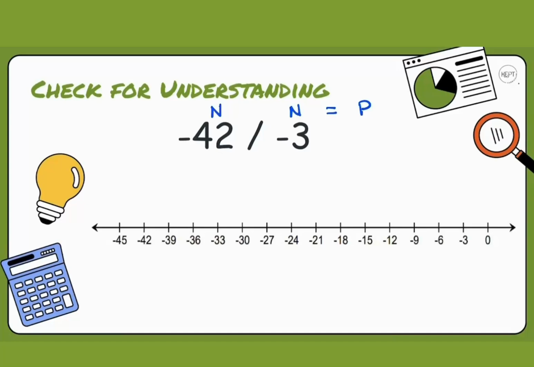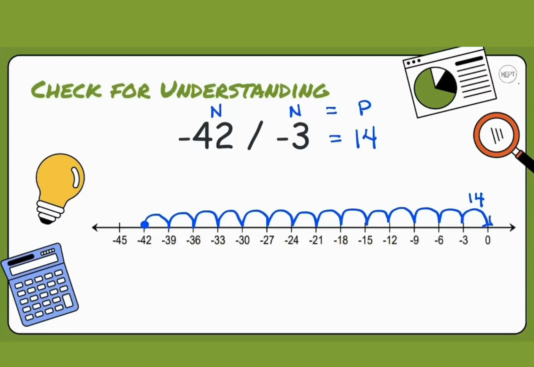We're going to start at the dividend, which is -42 in this case, and we're going to jump in increments of 3 in order to get all the way back to 0. So let's do this. 1, 2, 3, 4, 5, 6, 7, 8, 9, 10, 11, 12, 13, 14. It took us 14 jumps to get all the way from -42 back to 0. So -42 divided by -3 is a positive value, and that positive value is 14.